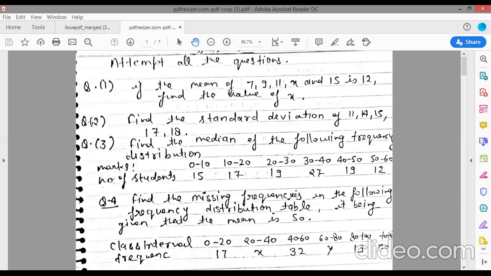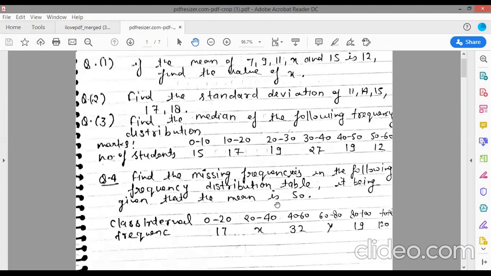If the mean of 7, 9, 11, x and 15 is 12, then find the value of x. These types of questions are always asked in your final semester exam. This is a 2 marks question. This is also a 2 marks question. This is an 8 marks question. Question three and question four are both 8 marks questions.